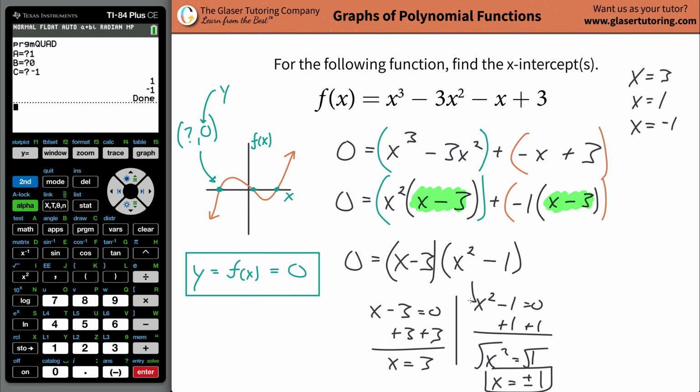Because technically, if you plugged in a plus 1, as we mentioned before, right? Positive 1 squared would have been 1. Negative 1 squared would have also been 1. So we have actually two values, okay? So that is why we have that there, okay? So hopefully that kind of makes sense.